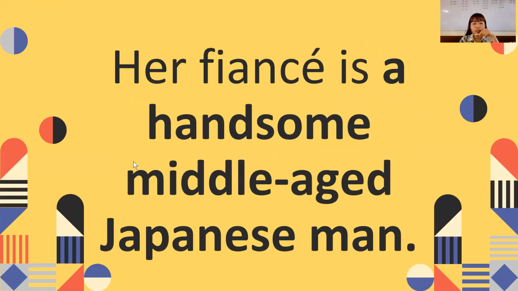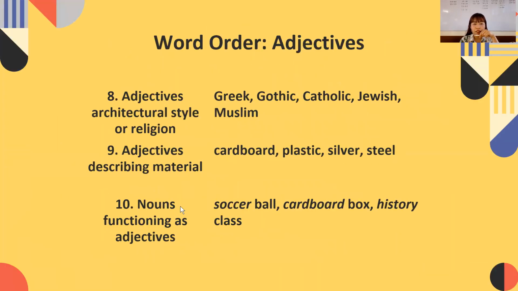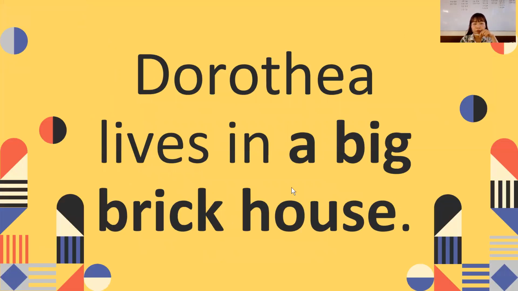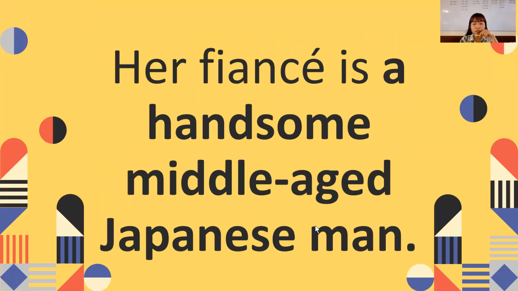Okay. A handsome middle-aged Japanese man. So Japanese, that is under your adjectives describing nationality. Hindi lang ito siya ha, ang adjectives na nag-describe ng nationality, there are hundreds of examples as well. So these are just some of the words under this one. So Chinese, Cantonese, ano pa dyan, Taiwanese, and so on and so forth. Turkish, German. Okay. So of course, lastly, you end with your noun. You end the sentence with the noun that you are describing using these adjectives in the sentence.